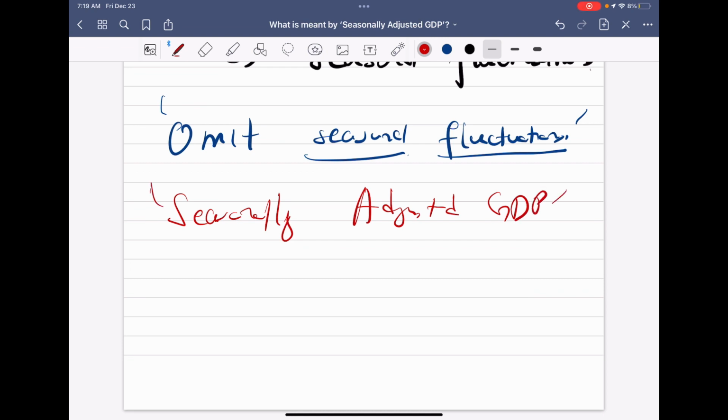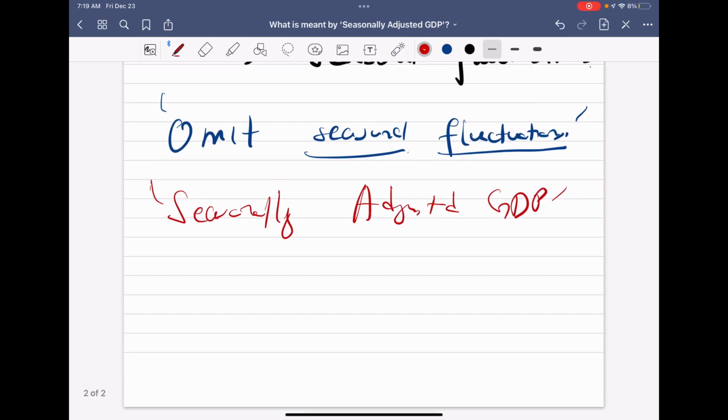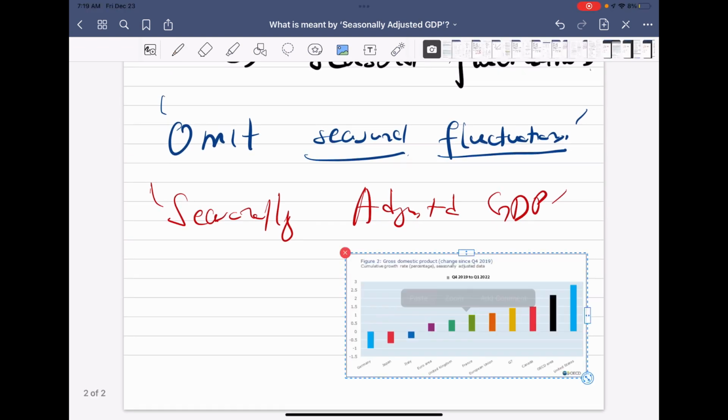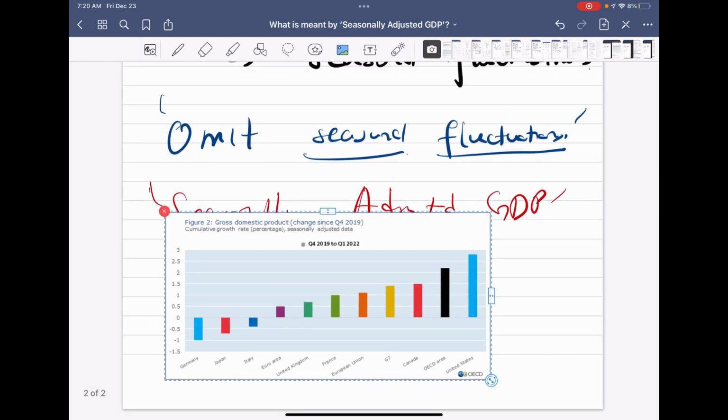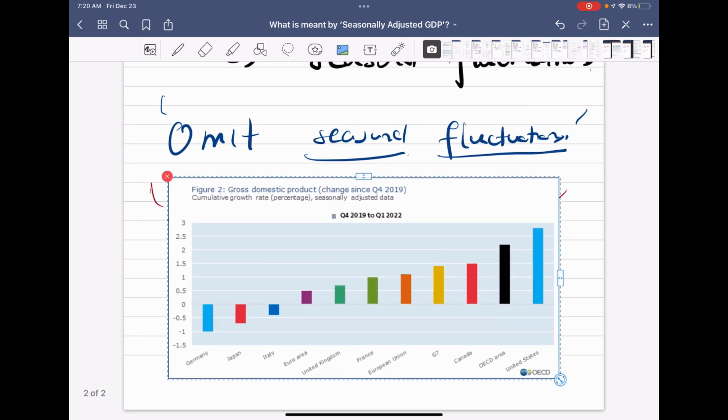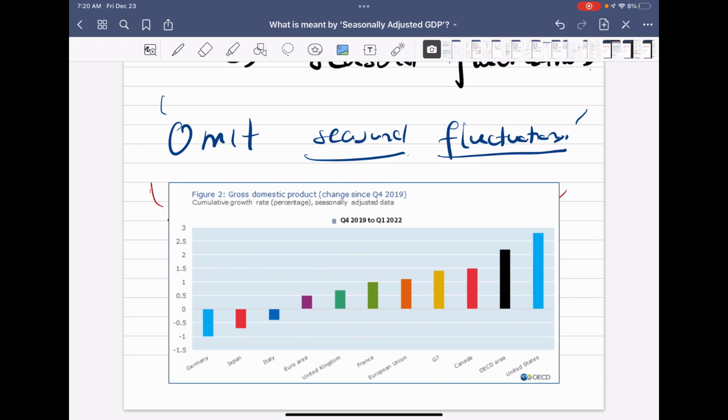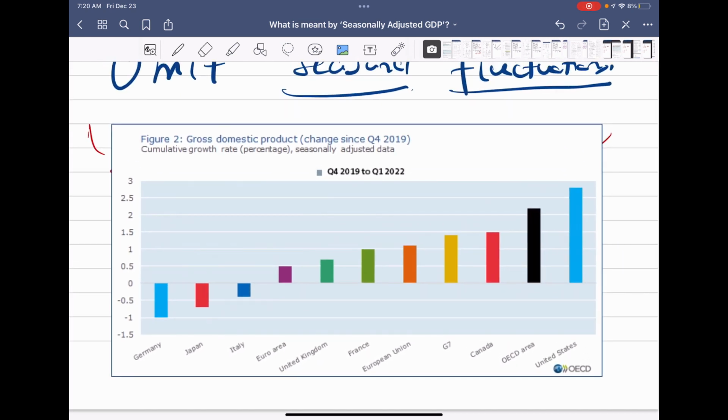Some of you might ask, how do we do that? Well, that's kind of complex. But for this video, we'll just need to learn what it means. So I'm going to show you an example here. Let's say I got a graph from the OECD depicting gross domestic product, the change since the fourth quarter. The data does not matter here, but in measuring this quarterly performance, quarter 4 to quarter 1, let's say, these are the data.